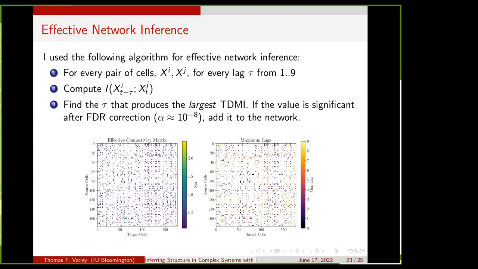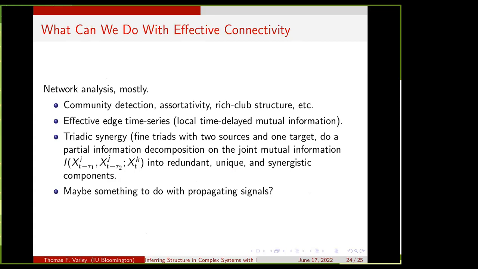Got it. So I'm basically at the end of the talk. What could we do with effective connectivity, network analysis, mostly community detection, bridge club, all the good stuff? In the same way that we can do edge time series and local mutual information time series, I can do local time delayed mutual information time series. So we could look at positive and negative, informative and misinformative moments. We could look at the triadic synergy, which is something we have spent a ton of time at IU refining, although it's hard for continuous data.